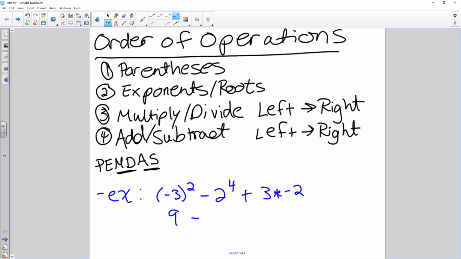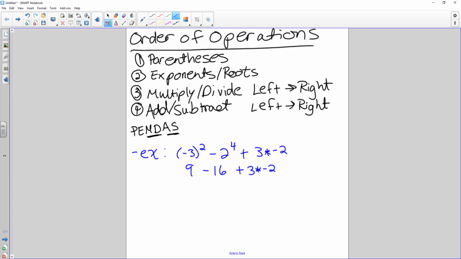I'll bring down this minus. 2 to the 4th is 16. And I'm just going to bring down my 3 times negative 2. So next step is multiply and divide left to right. So I'm going to bring down the 9 minus 16, and I'm going to do my multiplication of 3 times negative 2 is negative 6. Now I'm on my last add and subtract. So here's where we can see it's helpful to go left to right because I need to make sure this minus goes with the 16. So first I'm going to do 9 minus 16 is negative 7 plus negative 6, which is negative 13.